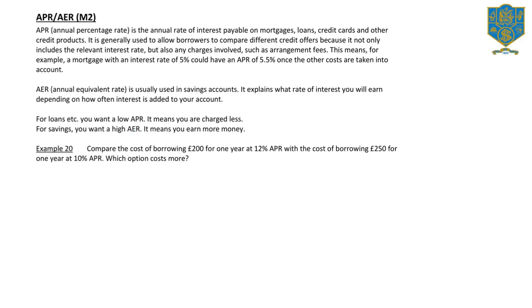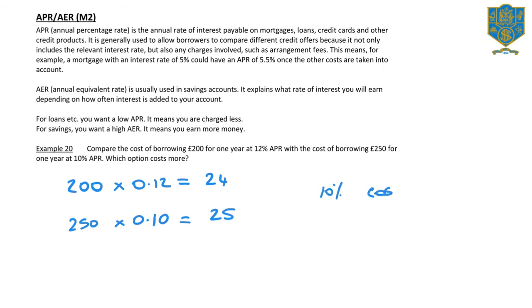So compare the cost of borrowing £200 for 1 year at 12% APR with the cost of borrowing £250 for 1 year at 10% APR. So if we work out the £200, 12% of 200 is £24. And £250 with 10% APR, so that's multiplying by 0.10, and that's going to give £25. So the 10% option is going to cost more by £1.